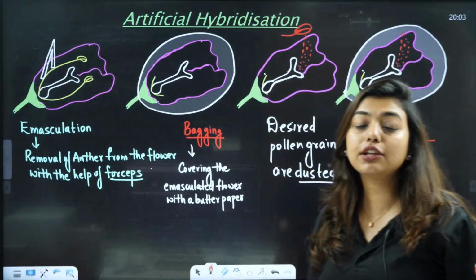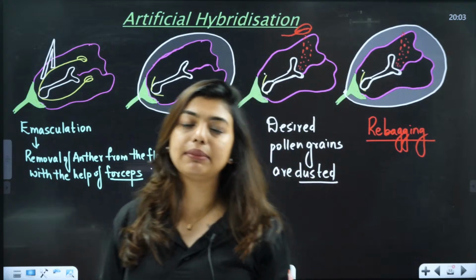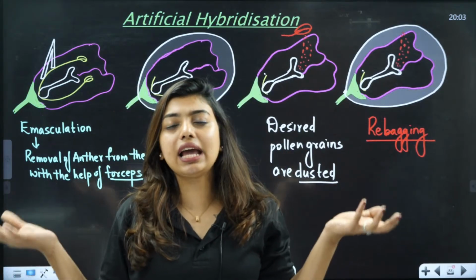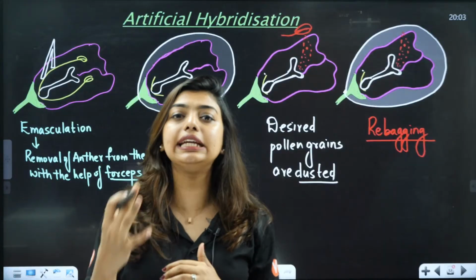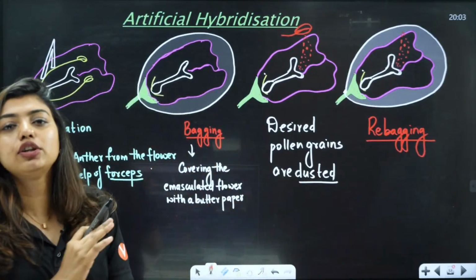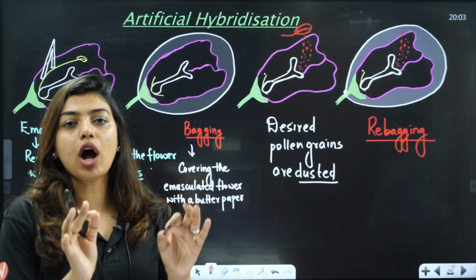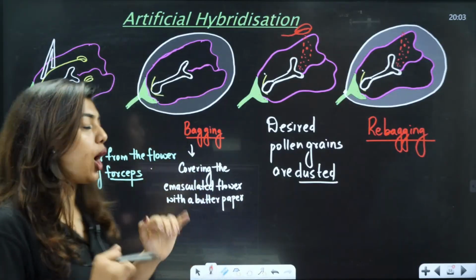Okay, now artificial hybridization. Let's say I want to produce something of a hybrid quality that is high yielding. I will not let the plant decide how to do pollination. I will only decide how.